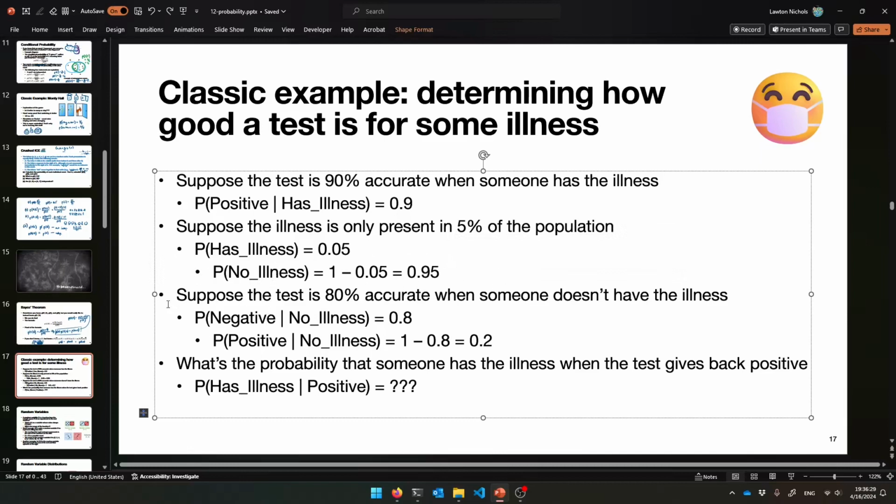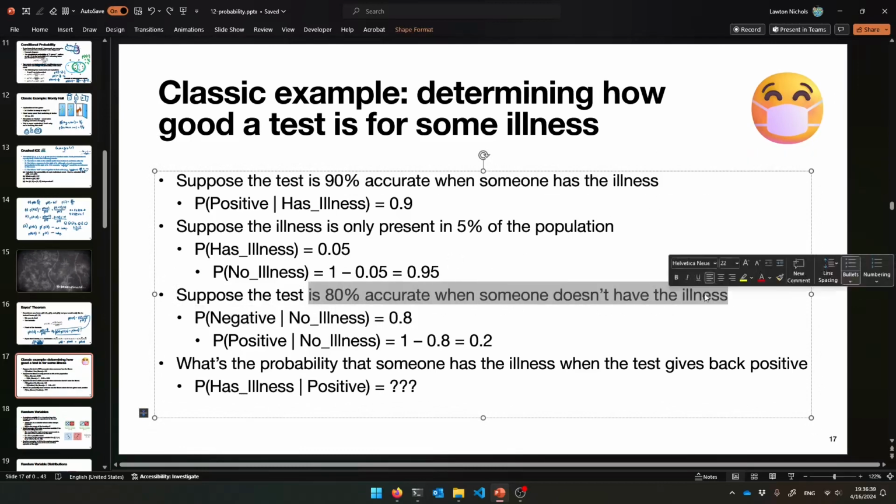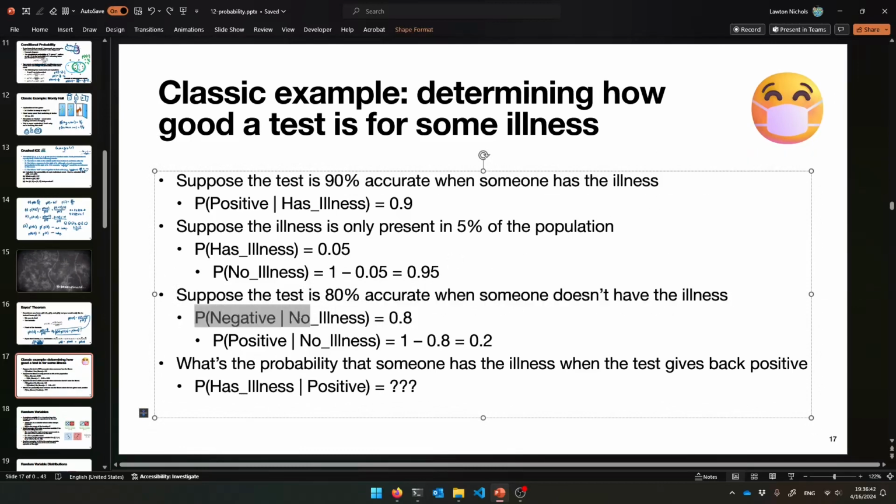And now, suppose that the test is 80% accurate when somebody doesn't have the illness. So it's not quite as accurate when you don't have it, but it's still pretty accurate, right? So the probability that the test is negative given that you don't have the illness is 80%. Which also means you can flip it around by subtracting the complement. The complement, the 20%, is it being positive given that you didn't have the illness. So the probability that you get a false positive, given that you didn't have the illness, is 1 minus this. Okay, so that's 0.2, 20%.